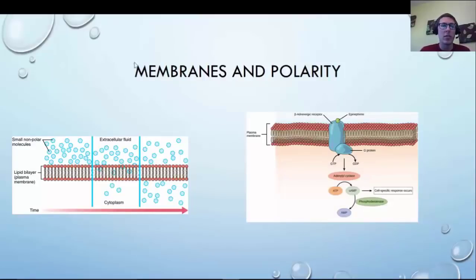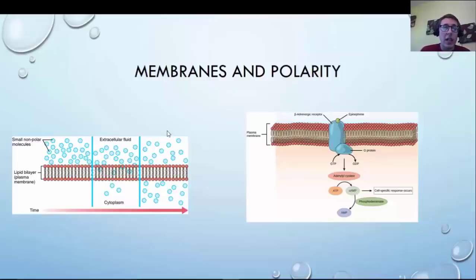Thinking about membranes, you need to know why membranes exist. They're barriers to make sure that you keep the right stuff in, the wrong stuff out. Small nonpolar molecules, like oxygen or CO2, can go right through the membrane. Something else that goes through the membrane but requires a channel is water, remember. That's the whole osmoregulation. Water can go through aquaporins.